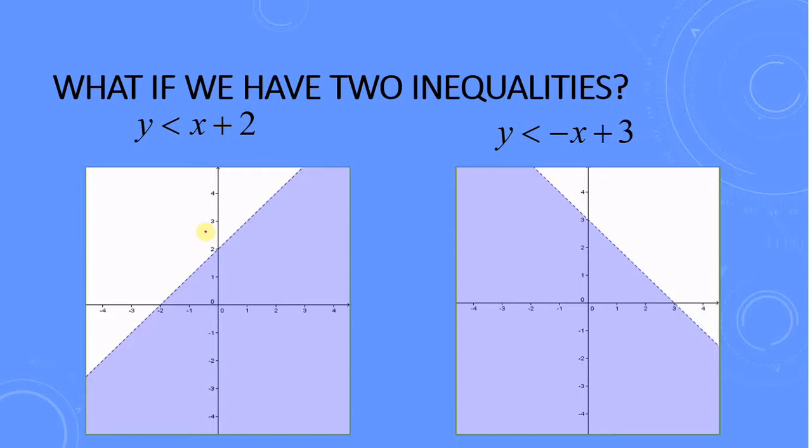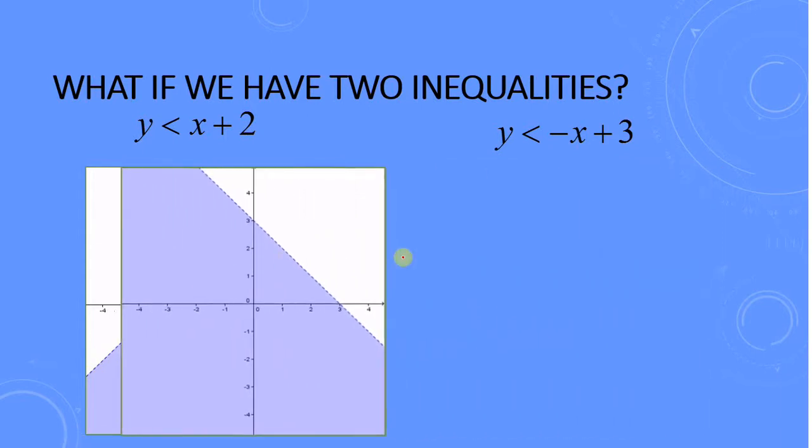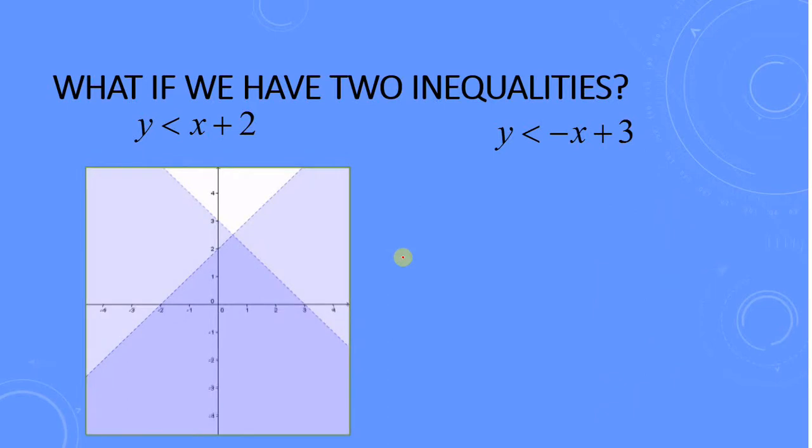So I have the inequality y is less than x plus 2 and y is less than negative x plus 3. And I have their graphs right below. So what if I would make a system out of those two? Technically, what I'm going to do is put those two graphs together. I'm going to graph them on the same coordinate plane, just like I did here.